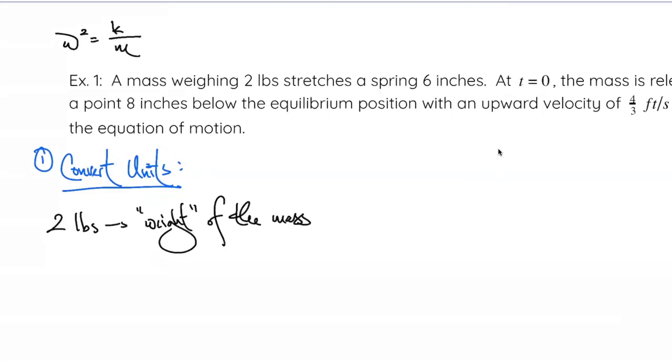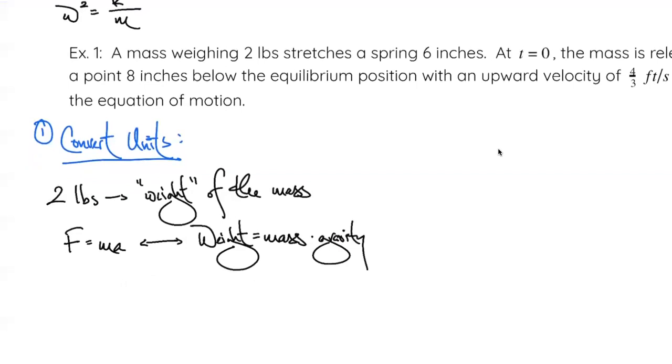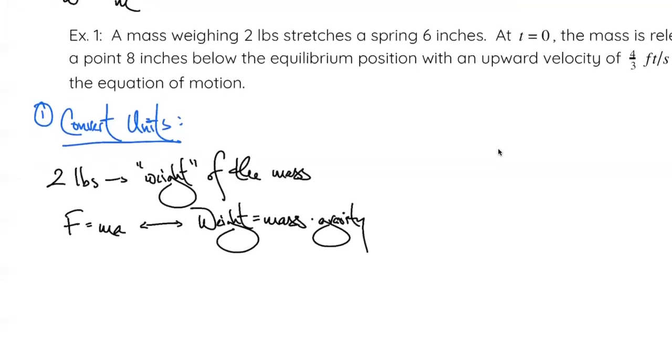We said earlier that force equals mass times acceleration. Another equivalent way of saying that is that the weight is equal to the mass times gravity. So this 2 pounds that they've given us is the weight, and we know what gravity is. We can plug that in for gravity, and that's going to allow us to find the mass. So mass is going to equal the weight divided by gravity.